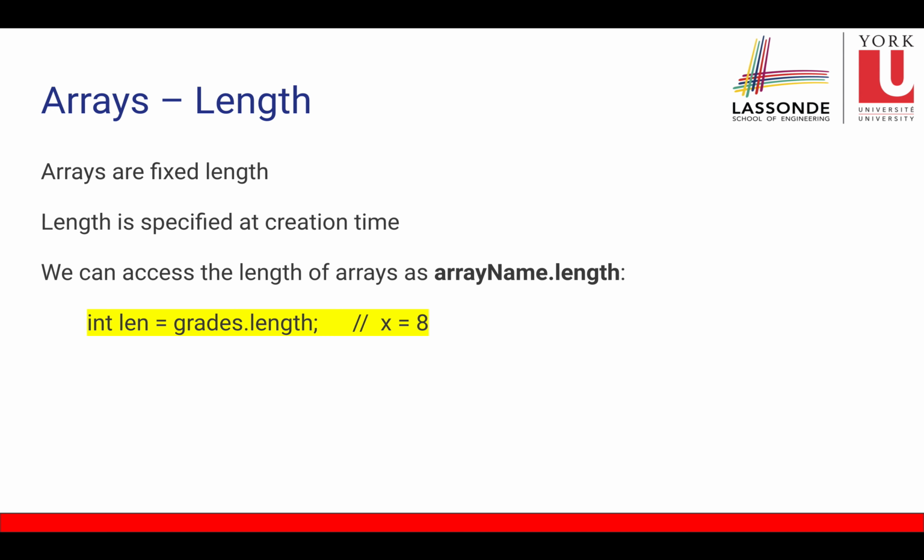Array's length. In Java, an array has a fixed length. The length is specified at creation time. We can access the length of an array as arrayName.length. In the example, we assign grades.length to the variable length. So the value should be 8, and the index starts from 0 to 7. It's 8 numbers.